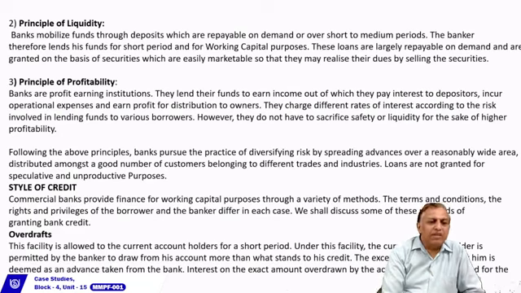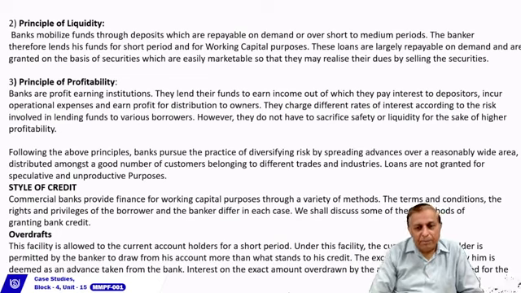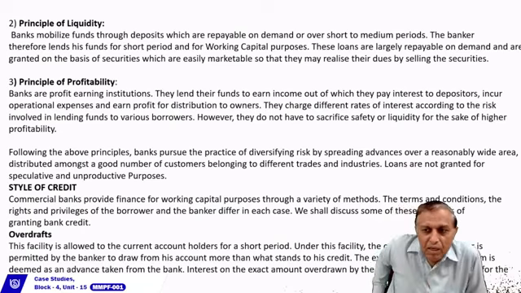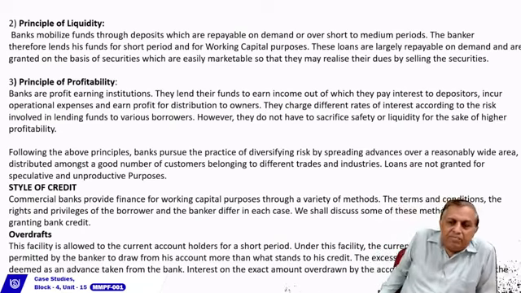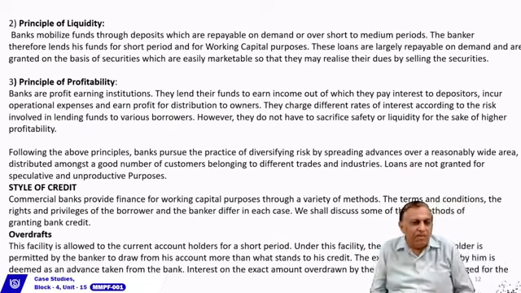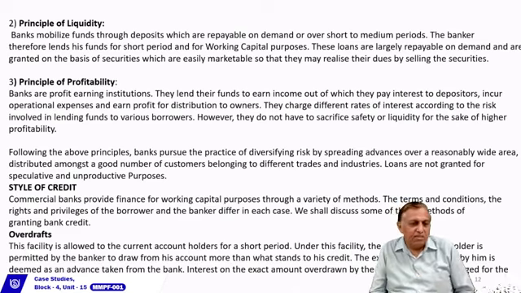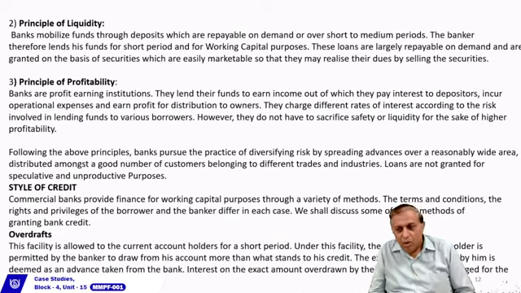What is the style of credit? Commercial banks provide finance for working capital purposes through a variety of methods. They may be having some terms and conditions, the rights and privileges of the buyer and bank. It would be different in each case. Let us have a discussion of these methods of granting bank credit.